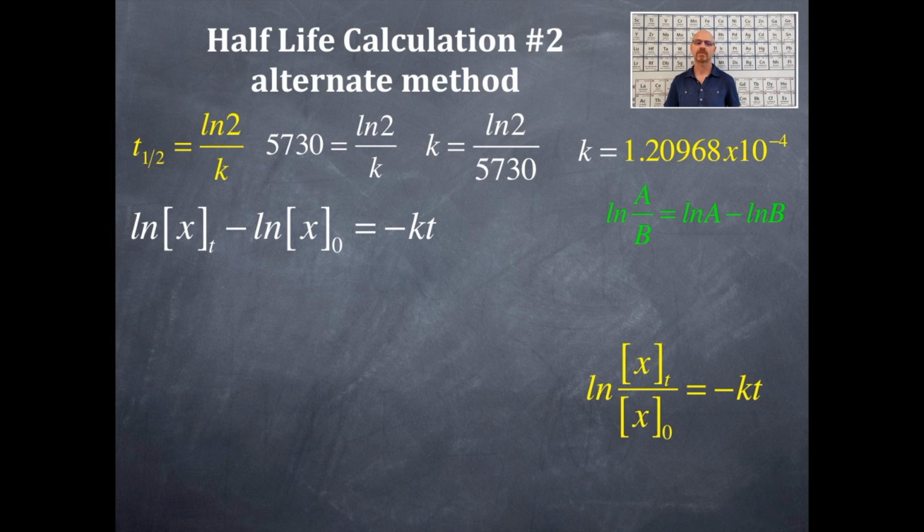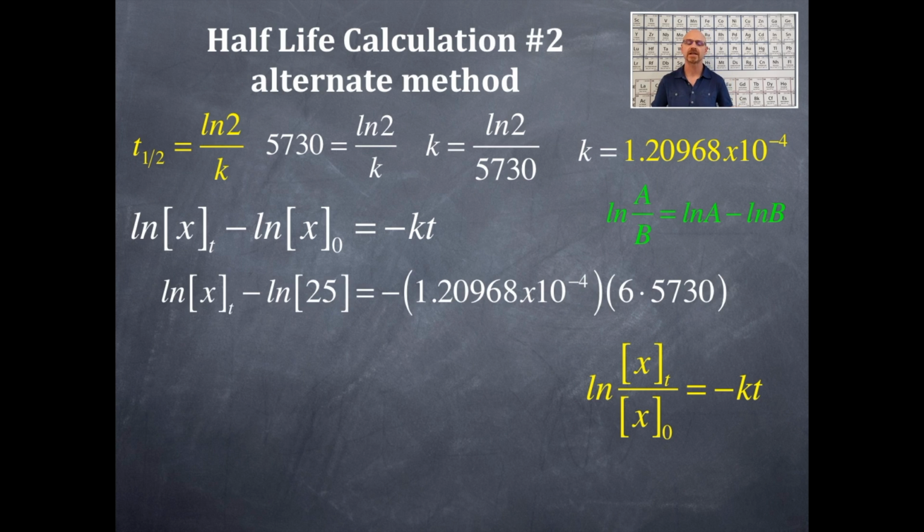Now we're going to plug in the values. We don't know the concentration at time t, which is at 6 half-lives. So that's what we're going to solve for. But we do know the concentration originally. That was the 25 grams. We know the rate constant and we know the time. So we're going to plug those in here.